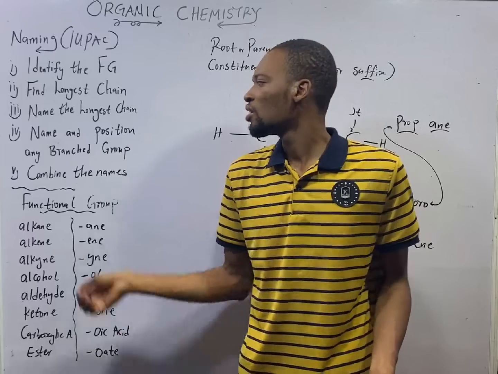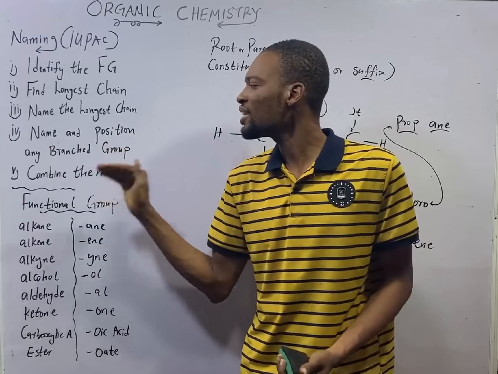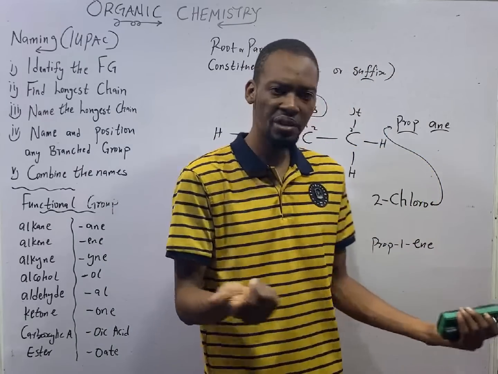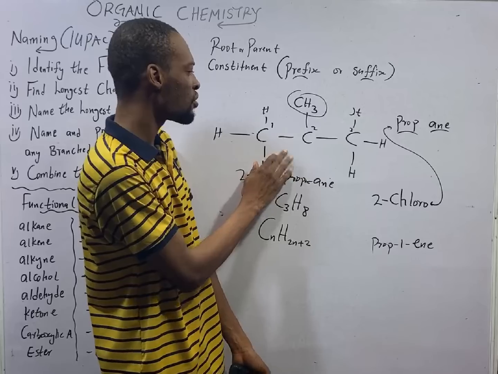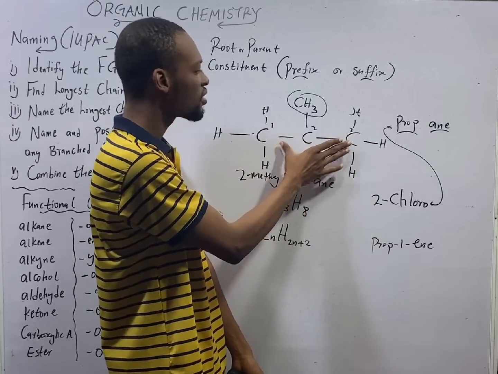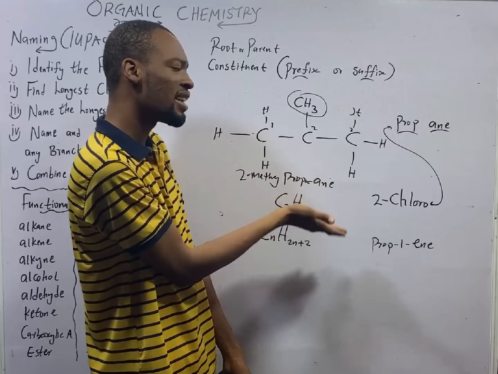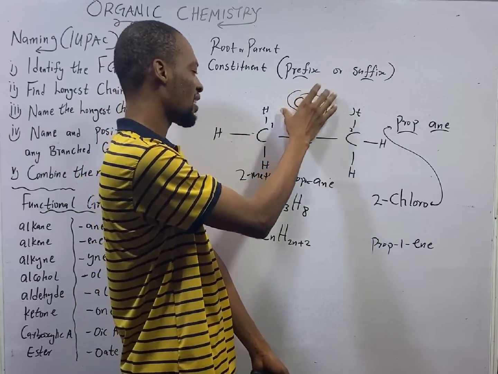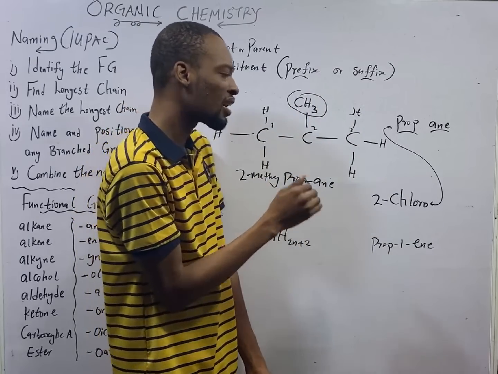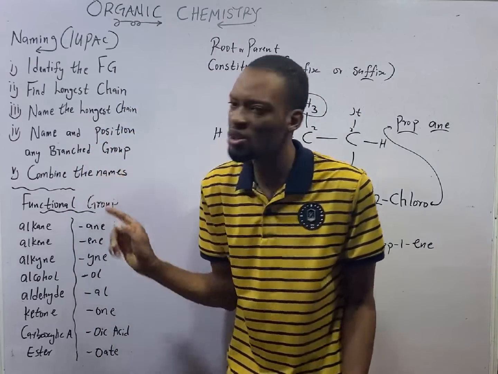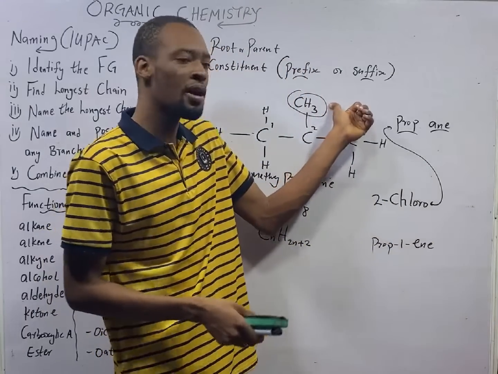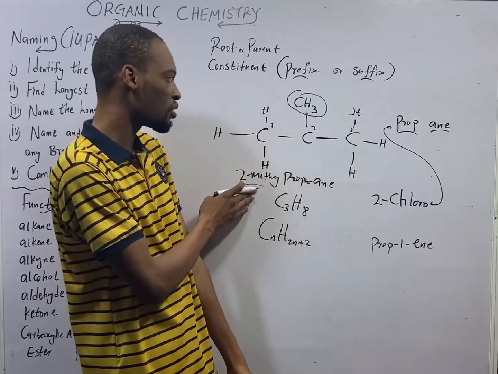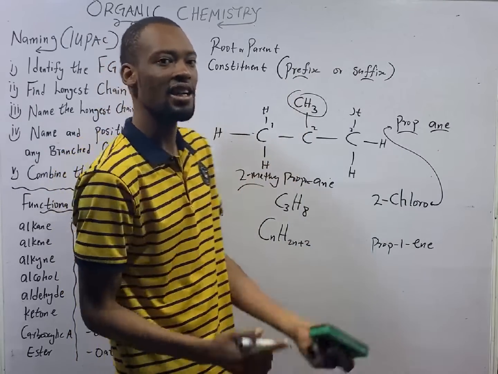Then, name and position any branch group. If you've gotten the root name and the functional group, you ask yourself, is there any branch? In something like this, you see this is the longest chain, this is the parent or the root. The functional group is ane, that is an alkane. This one is a branch, which is methyl. So you have to name and position the branch, not just name the branch. We know that this is a methyl branch, but what position is it? Here we saw it at position 2, so 2-methyl.